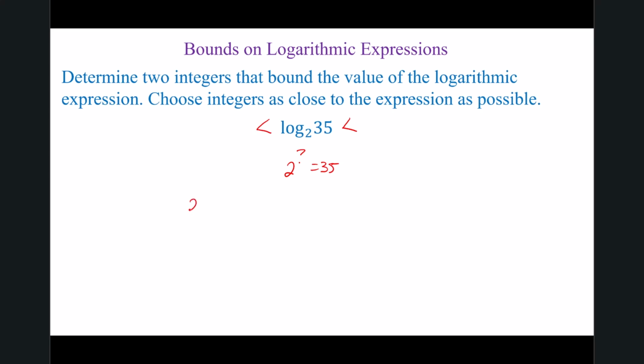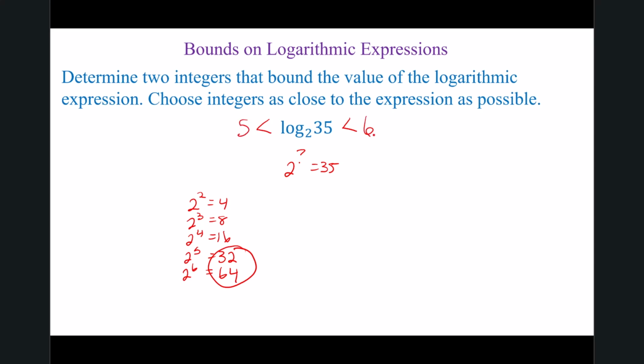Well, I know that 2 squared is 4, 2 to the 3rd is 8, 2 to the 4th is 16, which means 2 to the 5th is 32. 32 is almost 35. And then 2 to the 6th is 64. So 35 is between 32 and 64, which means that log base 2 of 35 is between 5 and 6.